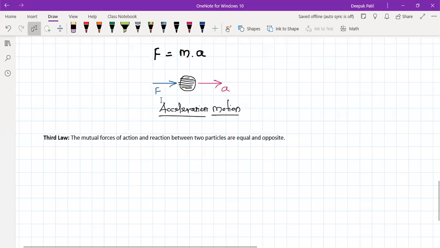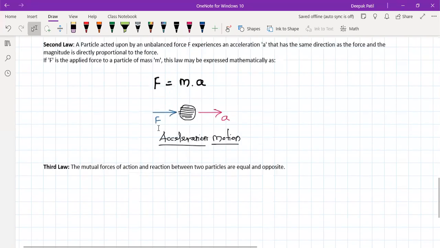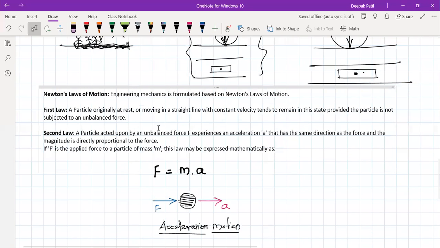Now the third law: the mutual forces of action and reaction between two particles are equal and opposite. So I hope you don't have any difficulty with Newton's laws of motion, because right from school you have been taught about these laws. So you should not face any difficulty with this. Do you have any queries?